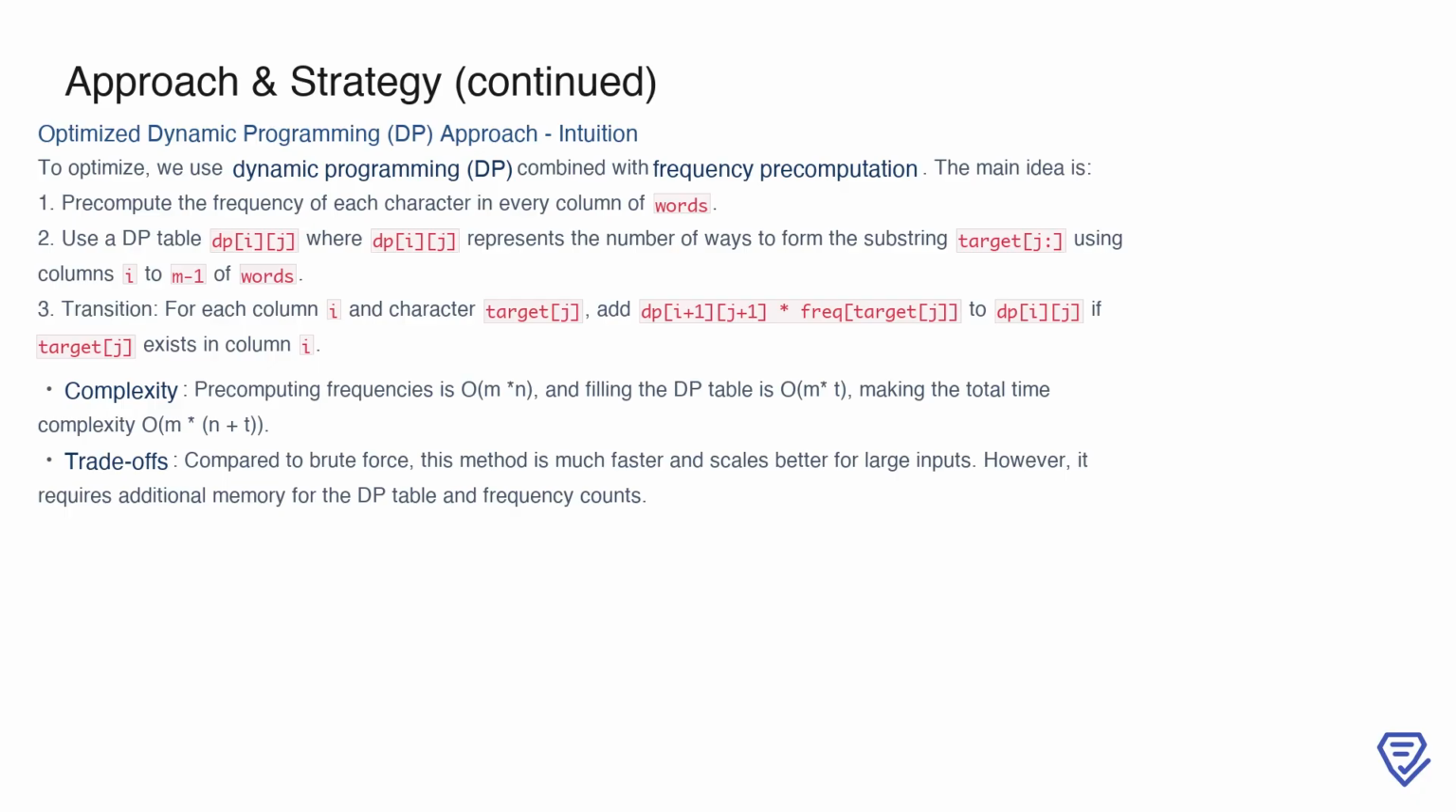The frequency pre-computation takes O(m*n) time, and filling the dp table requires O(m*t), resulting in an overall time complexity of O(m*(n+t)). This method is significantly faster than brute force and scales well, although it does require additional memory for the dp table and frequency counts.